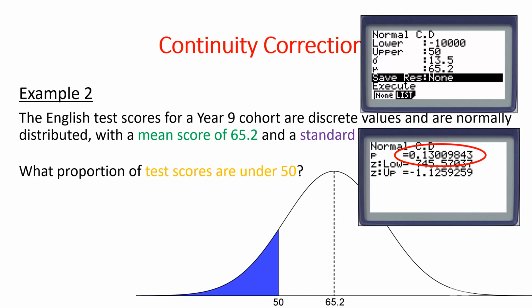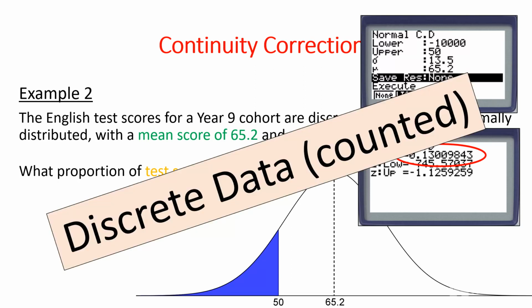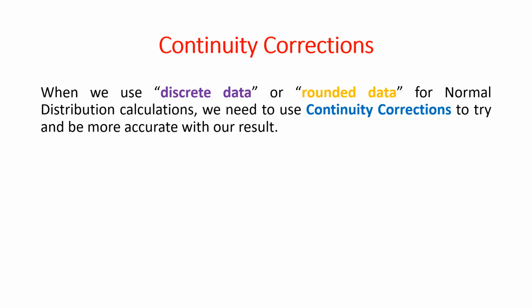But there's a small problem here. We've used discrete data. The teacher's basically gone and given ticks along the way and then counted up how many ticks to say this student got 58, this student got 92, and so on. And this normal distribution is not set up for discrete data. So when we use discrete data or rounded data for normal distribution calculations, we need to use what's called continuity corrections to try and be more accurate with our result.